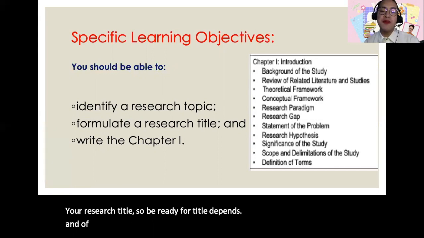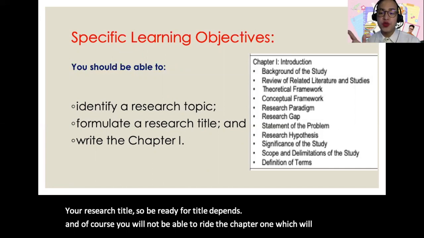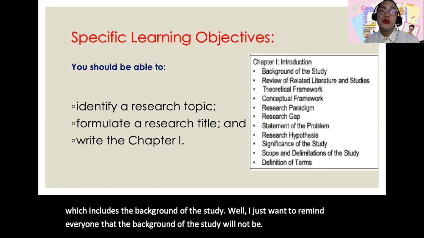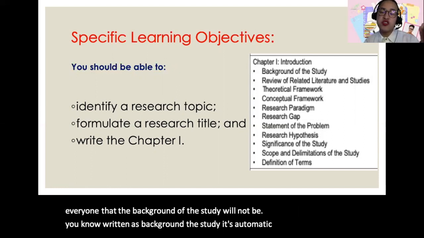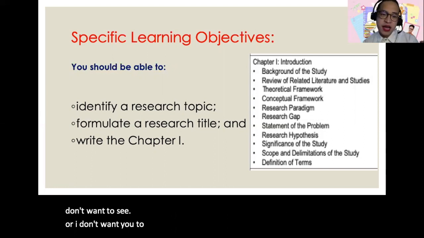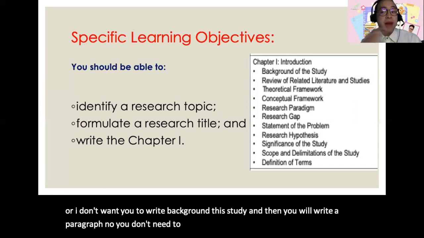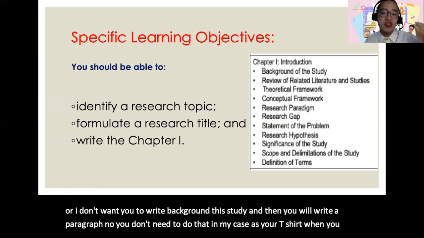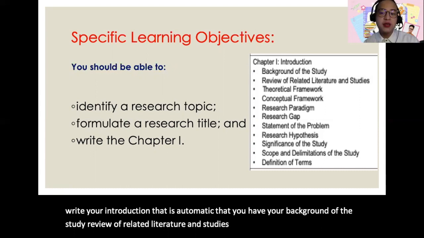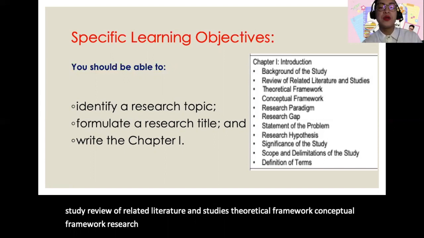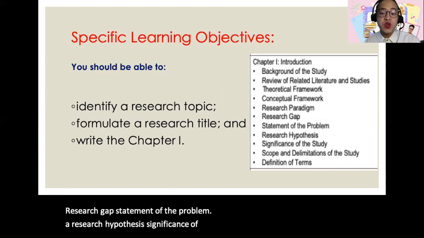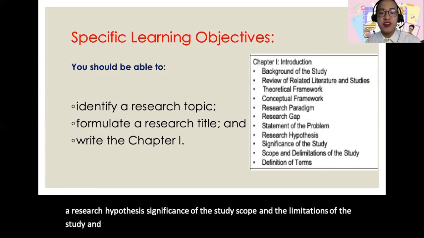And of course, you will be able to write the chapter 1, which includes the background of the study. I just want to remind everyone that the background of the study will not be written as background of the study. It's automatic that when you write your introduction, it already has the background of the study. I don't want you to write background of the study and then write your paragraph. You don't need to do that. In my case, as your teacher, when you write your introduction, that is automatic that you have your background of the study, review of related literature and studies, theoretical framework, conceptual framework, research paradigm, research gap, statement of the problem, research hypothesis, significance of the study, scope and limitations of the study, and lastly, the definition of terms.